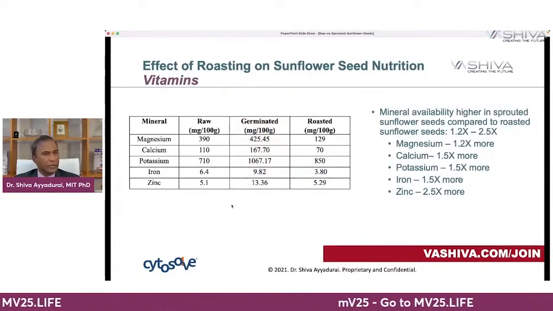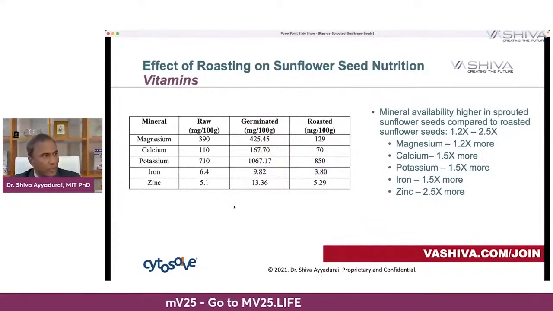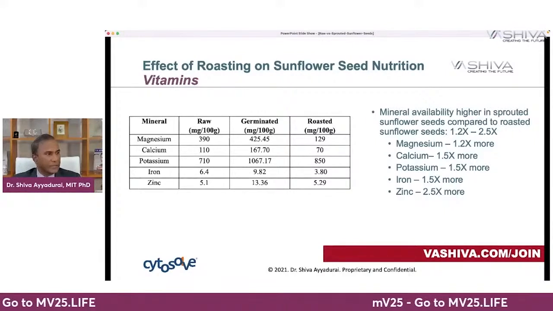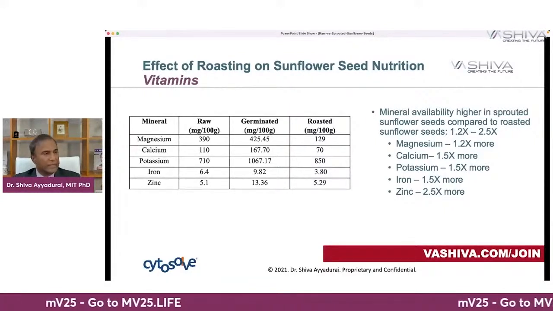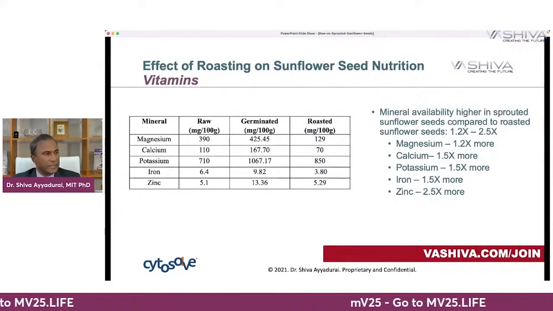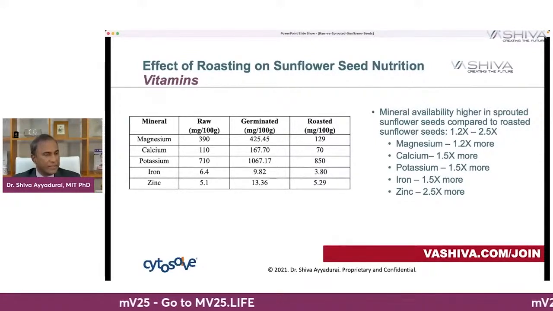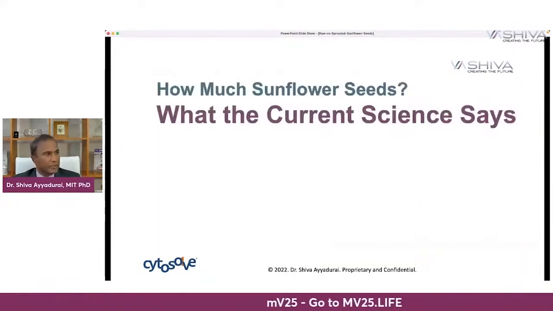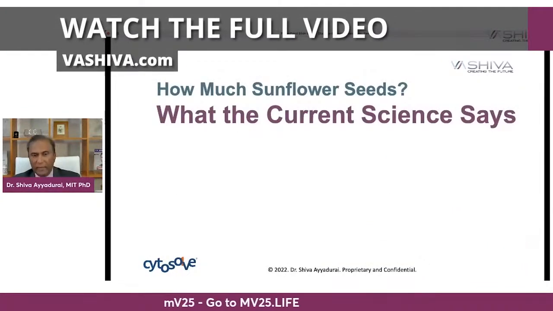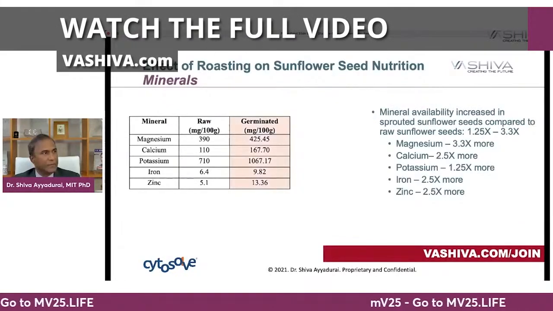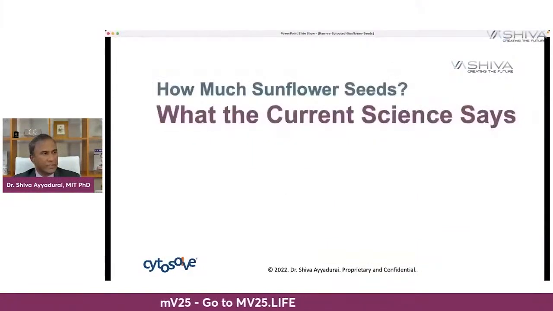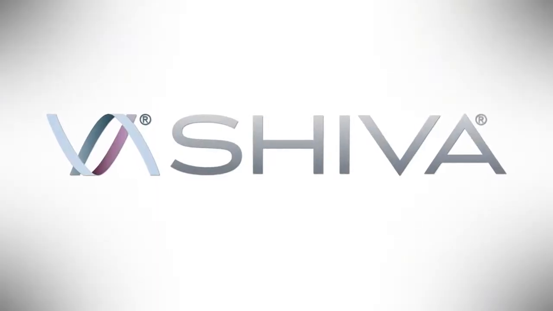And then if you go here, you can look at what happens with magnesium, calcium, potassium, and the vitamins. The vitamins here in the sunflower seeds, you can see, if you look at the iron and the zinc and potassium, they're about 1.5, 2.5 times more. So you basically have a lot more of the vitamins and minerals, and less phytic acid, in sprouted sunflower seeds.